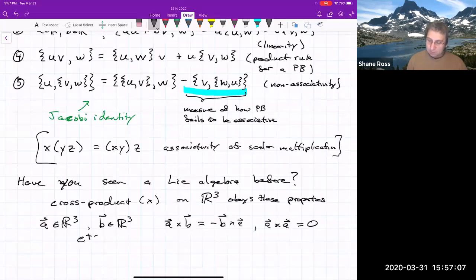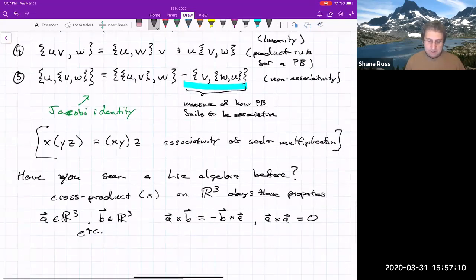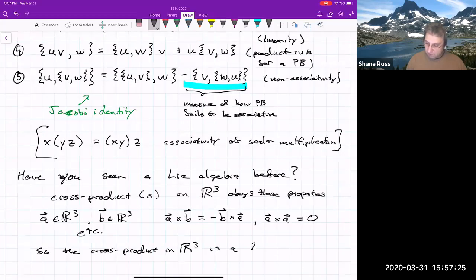So all of the properties of the cross product fall into one of these categories. So the cross product in R3 is a Lie algebra, we could say. Jacobi identity for the cross product, it probably has some other name. I forget what it is, but maybe they just call it the Jacobi identity. But that's one that you've seen.